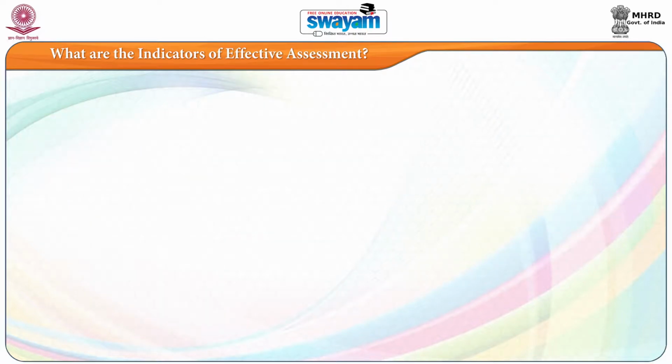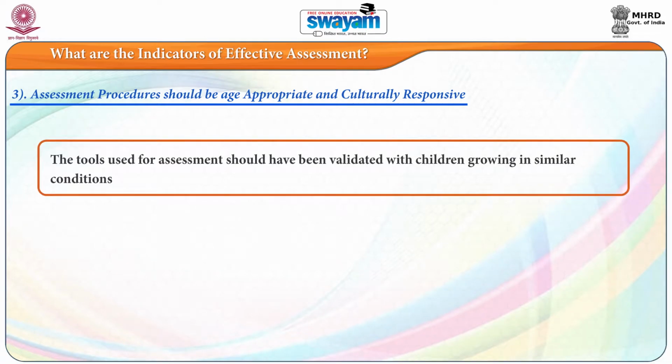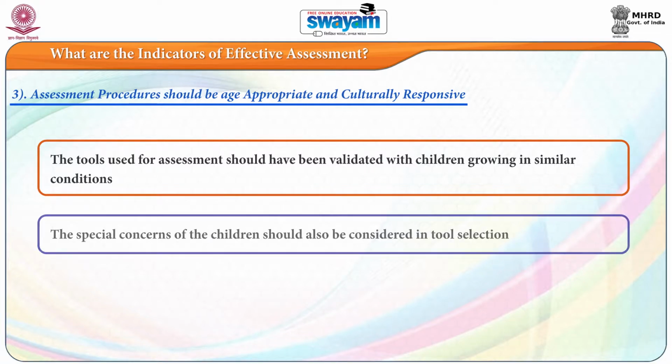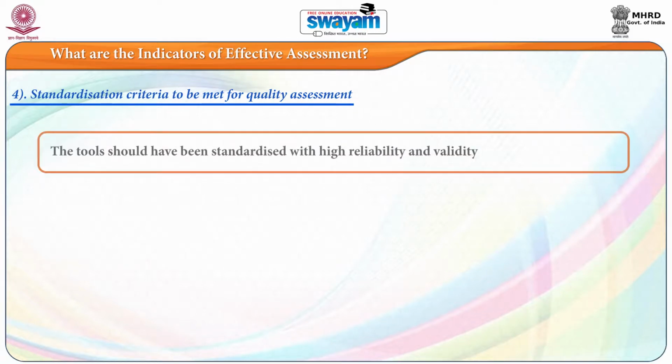The third indicator is that assessment procedures should be age appropriate and culturally responsive. The tools used for assessment should have been validated with children growing in similar conditions. Moreover, the special concerns of the children should also be considered in tool selection. The fourth principle is that the standardization criterion is to be met for quality assessment. The tools should meet certain standardization criteria, namely the high reliability and validity of the tool.